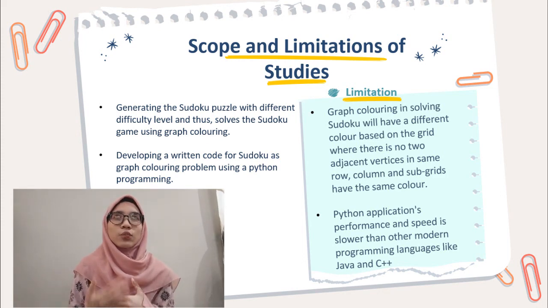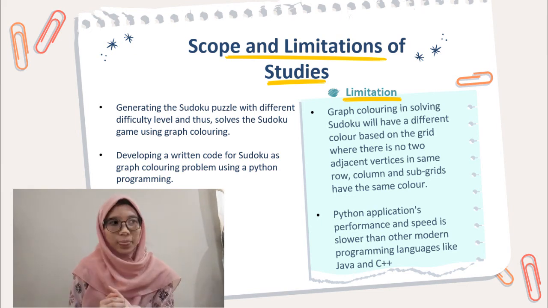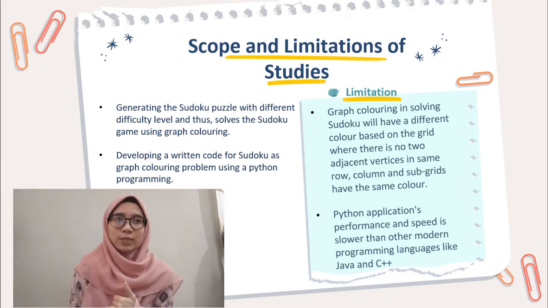Graph coloring in solving Sudoku will have a different color based on the grid, where no two adjacent vertices in the same row, column and subgrid have the same color. Python's performance and speed is slower than other modern programming languages such as Java and C++.